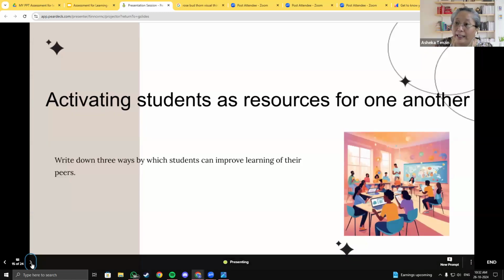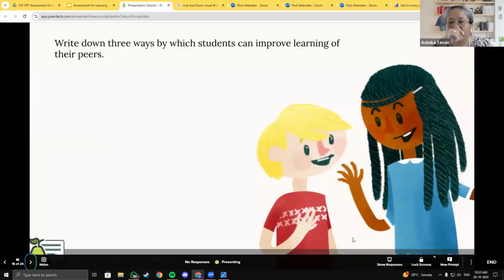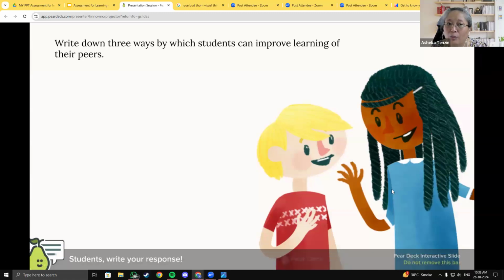Now, the next strategy is activating students as resources for one another. Now, I would like to know, what are the 3 ways by which students can improve learning of their peers? Okay, write it here. So I can help learning of my peers. What can I do? By which 3 ways can I help my peers to learn? And remember, I will wait for my comments because I was just going to tell you the answer. Sorry.